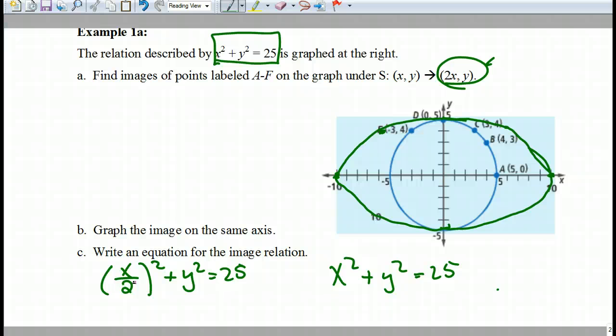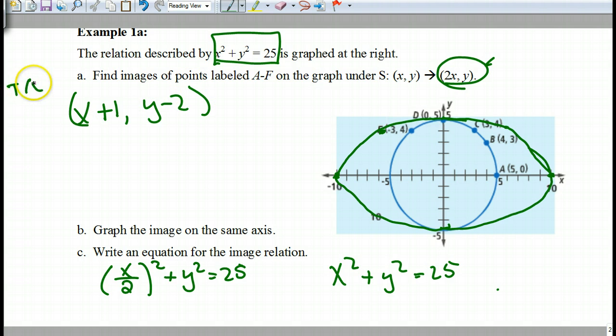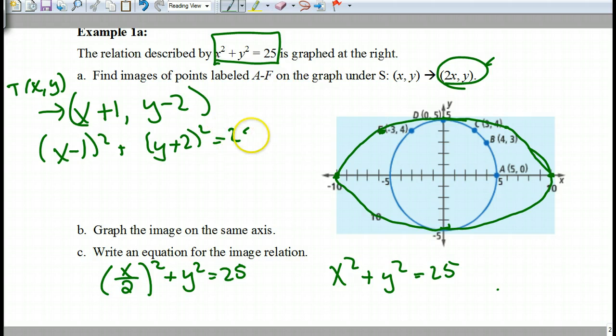Okay, so let's talk about it again. If, say, I was going to shift this x plus 1, y minus 2, say that was what I'm doing instead, then I would replace the x and y with the opposite of this. So it would be x minus 1 squared plus y plus 2 squared equals 25. Remember, we're doing the opposite. If it's a plus or minus, we do the opposite inside of the equation.